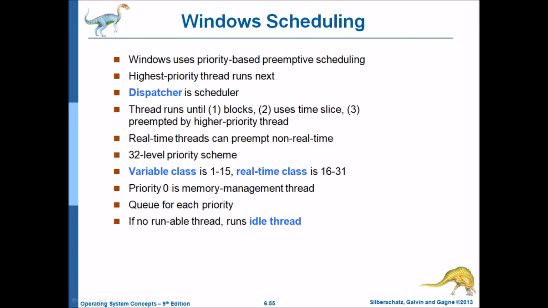For Windows, the dispatcher uses a queue for each scheduling priority and traverses the set of queues from highest to lowest until it finds a thread that is ready to run. If no ready-to-run threads are found, the dispatcher will execute a special thread called the idle thread.